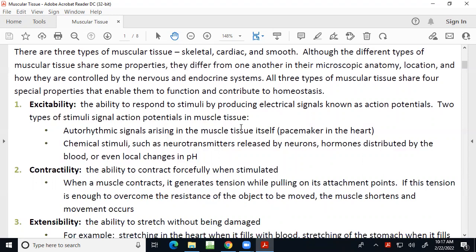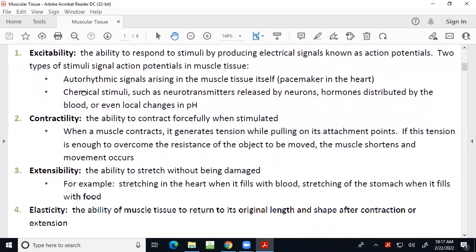On the bottom of this slide, though, we can see 4 special properties that they all exhibit. In other words, cardiac muscle, smooth muscle, and skeletal muscle all have these 4 special properties that enable them to function and contribute to homeostasis. First function, what we call excitability. And for those of you who are in physiology, we've talked a lot about that property.